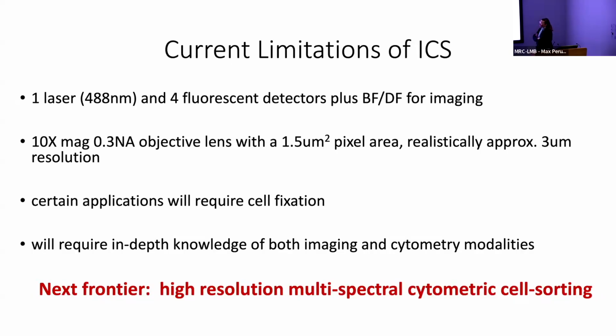In terms of the resolution that you're getting, it's a 10 times magnification with a 0.3 NA objective lens, which realistically results in an approximately 3 micron resolution. So the image itself is quite blurry, but it's still moving forward. So this is good. It's a good development, but you need to be realistic about what you're able to actually resolve. Certain applications will require cell fixation, which is obviously not ideal if you want to fractionate out things for downstream experiments that require some functionality and viability.